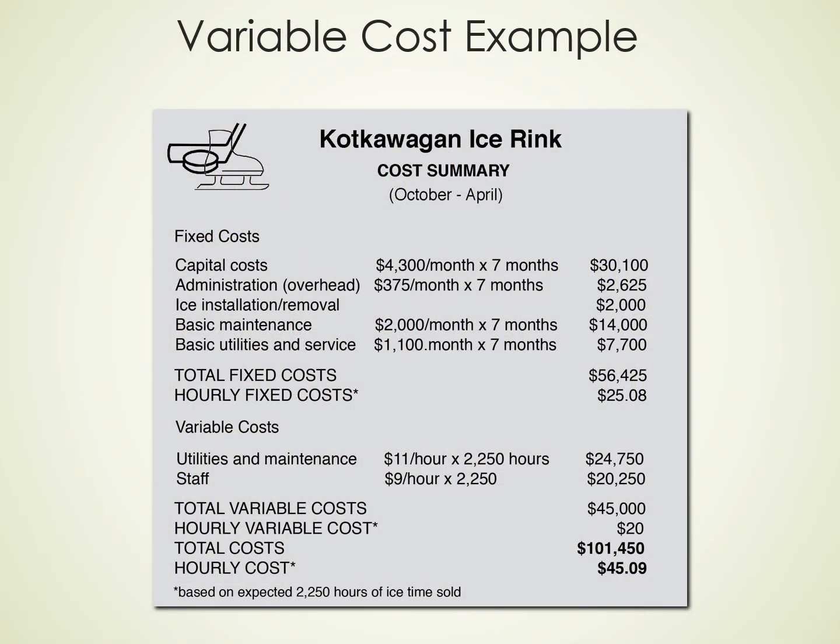I think this little chart here shows exactly what we're looking at. So we have an ice rink, and this is our cost summary. We're looking at October through April here. So we have capital cost at $4,300 a month times 7 months. There's no way we can get around that. We can't save money by closing down partially during those times.